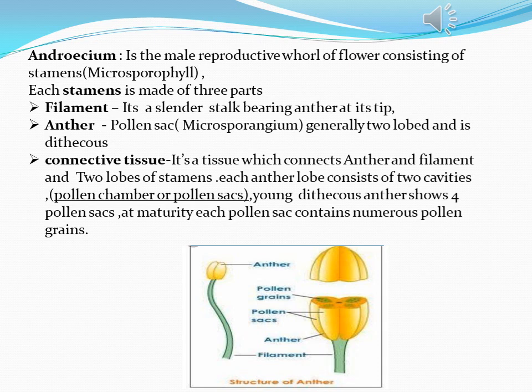As we know it is dithecous, each lobe consists of two pollen sacs, or two cavities. Here there are two lobes, so totally how many cavities are there? There are four cavities, or four chambers. Inside these chambers we can find the pollen grains. The pollen grains are produced in these pollen chambers. This pollen chamber we also call a microsporangium.